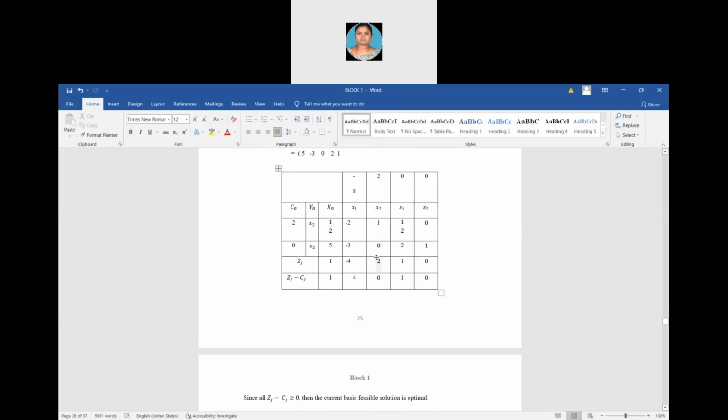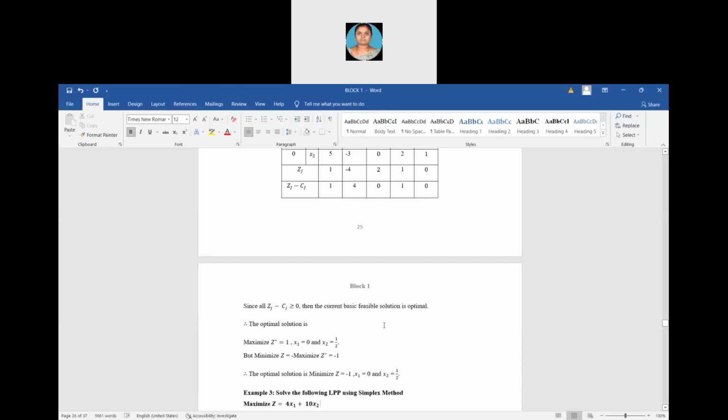So now you have to calculate Zj. Zj, if you are calculating, you have to multiply 0 into 1 by 2 plus 0 into 5 by 2, into minus 2, 0 into minus 3, everything you have to calculate. And Zj minus Cj also you have to calculate. Among all these values, we are not able to see any negative values. So we can stop our iteration here itself since all the Zj minus Cj are non-negative. That is, it is optimal. We are not having any negative value.